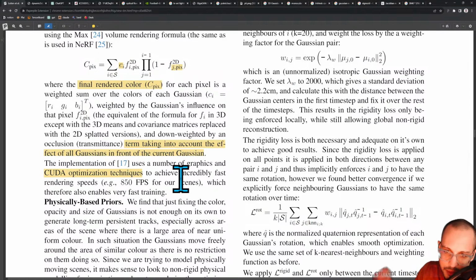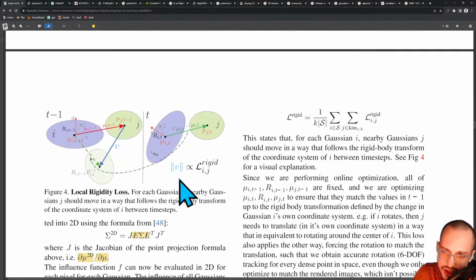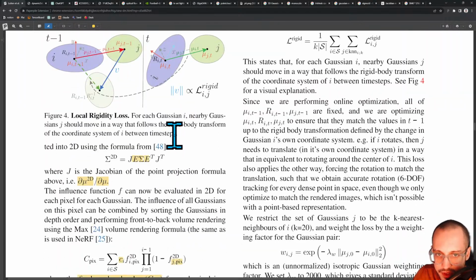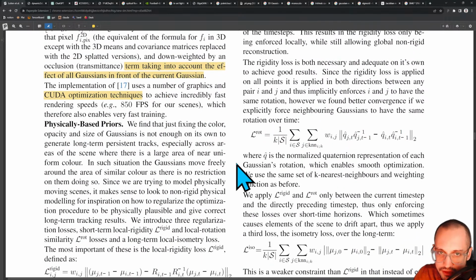A Gaussian is obviously more than a pixel. A pixel is just 3 numbers. These Gaussians are a little bit more than that. They're basically 15 numbers, but the back of the envelope math checks out for this 850 frames per second number that they keep talking about here.